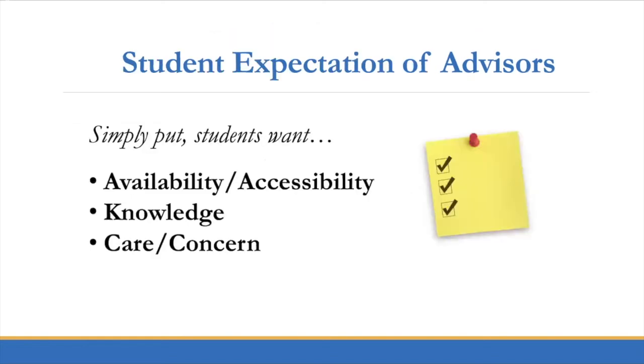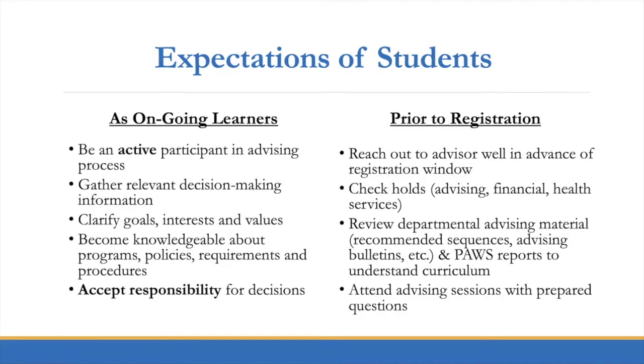What do students want out of an advisor? Simply put, students want availability and accessibility, knowledge, care, and concern. They want to know that if they reach out to you, you will help them. Of course, you should have a conversation about realistic expectations of how fast you'll get back in touch with them, or the hours in which you reply, things like that. But they want to know that you are there for them, and that's really what it comes down to.